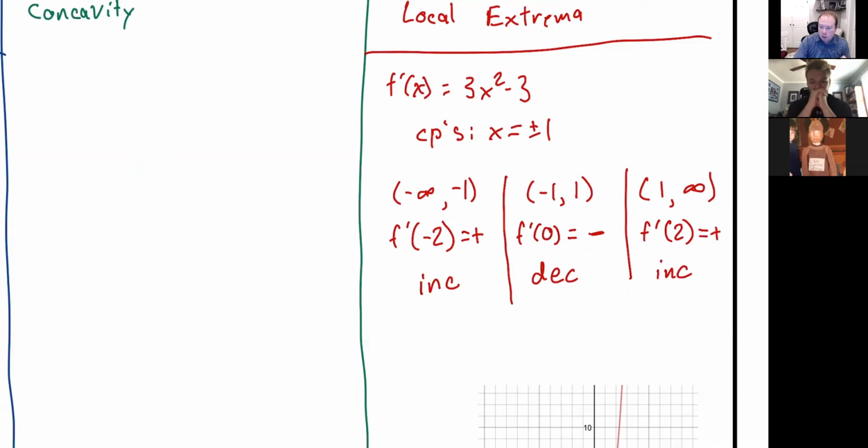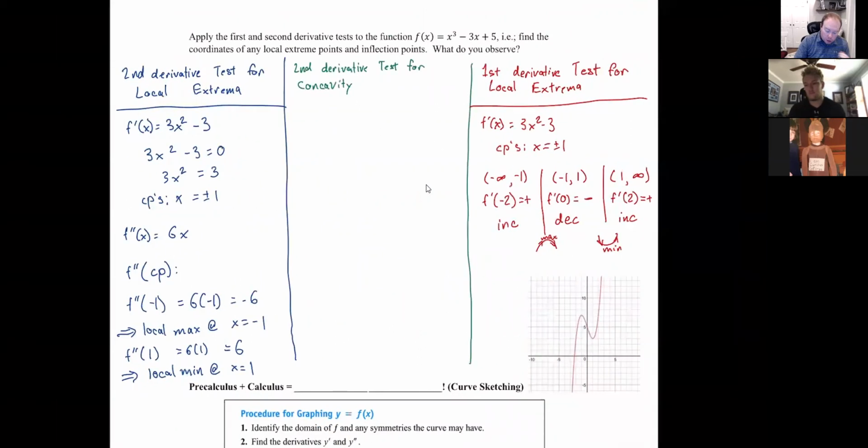So this, of course, is our first derivative test for local extrema. Because we switched from increasing to decreasing, we actually have a max right here. And we switched from decreasing to increasing, we have a local min right there. And of course, that is consistent with what we found, that -1 is a local max, and that +1 is a local min. And of course, to find the value, you would actually plug it back into the original.